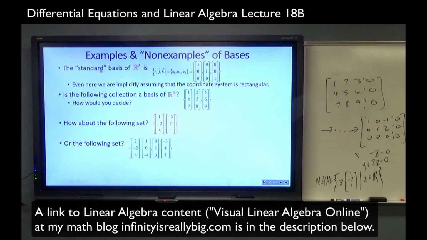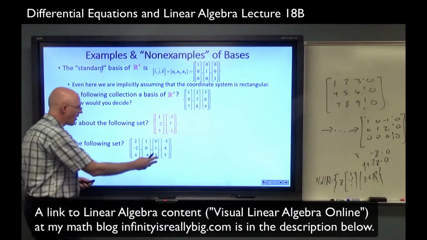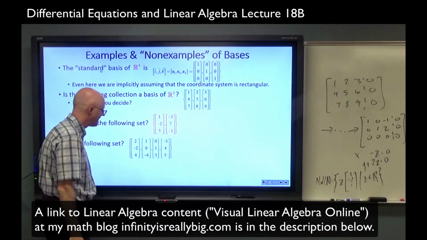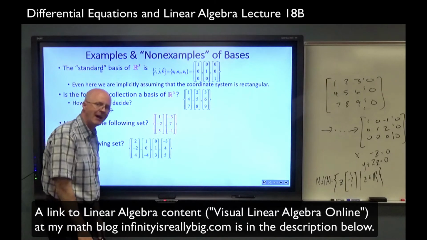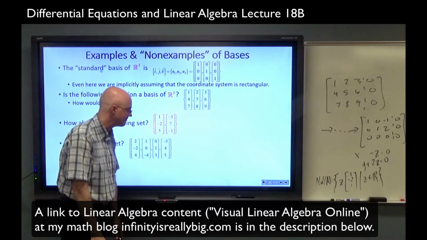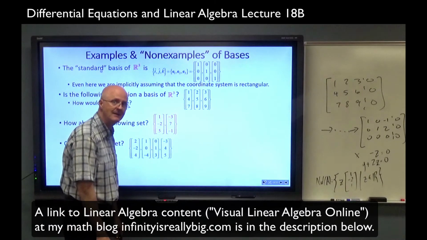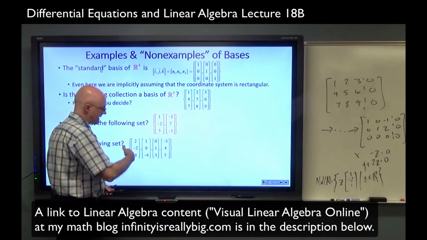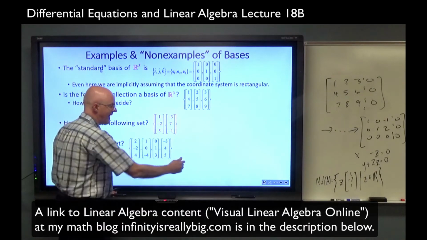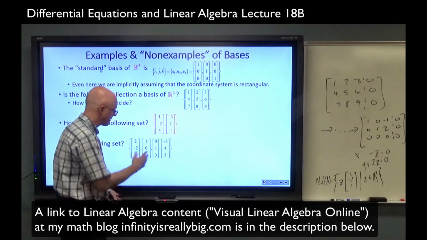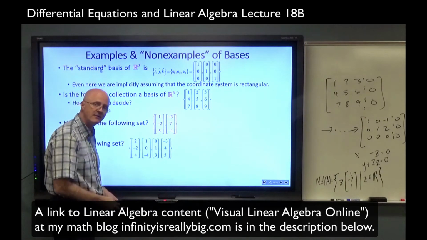Or the following set. Now I've got four vectors in R3. As I said before, this can't possibly be linearly independent. It must be linearly dependent. If you set up an augmented matrix, 3 by 5 with a column of zeros on the right and did row operations, there would be a free variable.